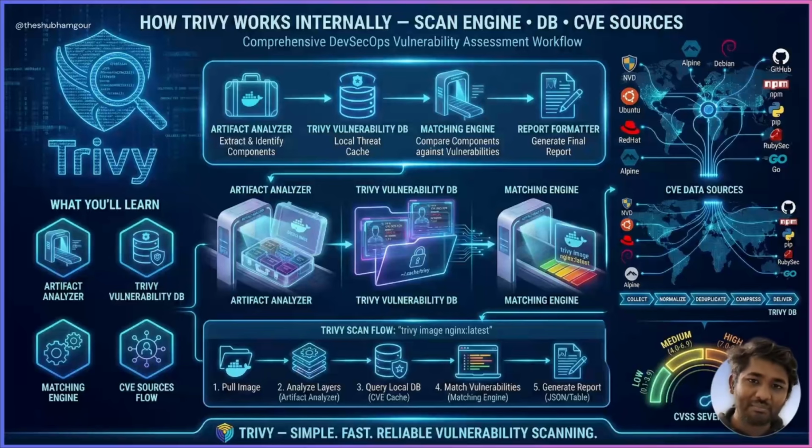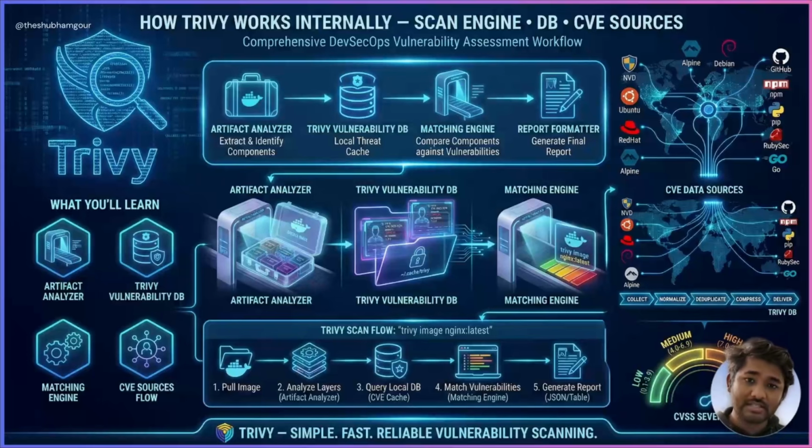The first and main concept that we are going to discuss today is the architecture of Trivy. Now, Trivy contains four main components in the architecture: artifact analyzer, matching engine, Trivy vulnerability database, and a result formatter. Based on that, these things are working. And post that, we are going to understand from which sources it is getting the data. What are GitHub developer advisories?